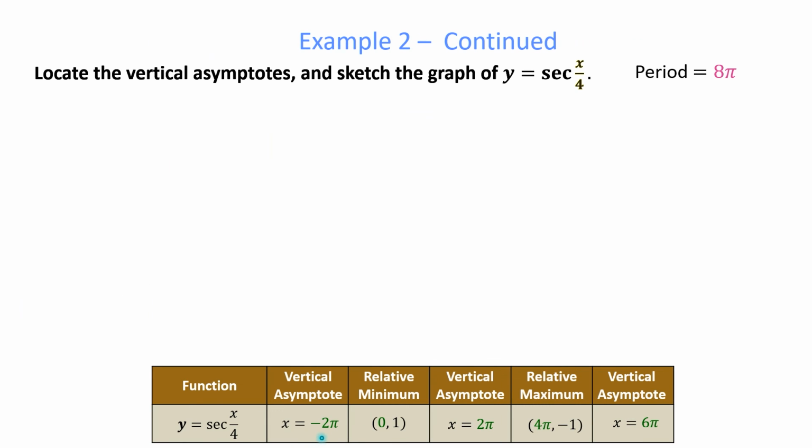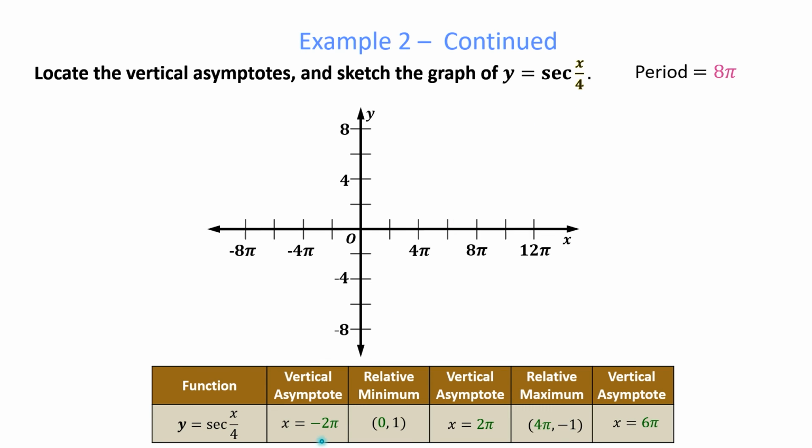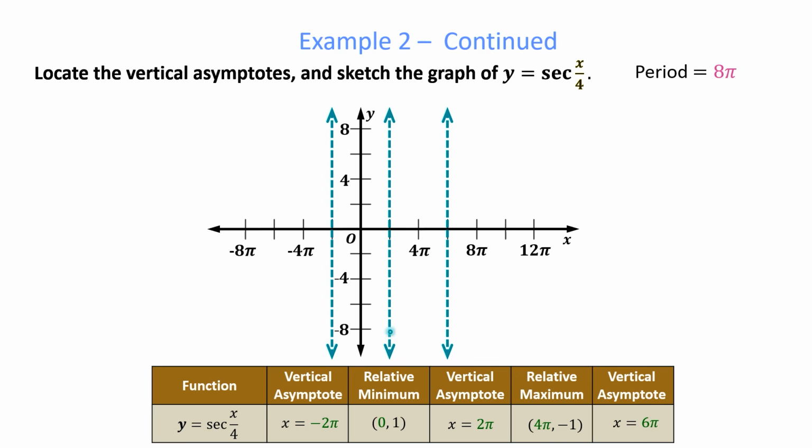So now that we have these 5 key bits of information, we can draw in one cycle of this function here. So we have the beginning and the end vertical asymptotes going over here and there, and then we have a vertical asymptote in the middle where x equals 2 pi, and we can plot these relative minimum and this relative maximum in like so. Then the graph will go through this point but it will curve upwards, and the graph will go through this point and it will curve downwards.